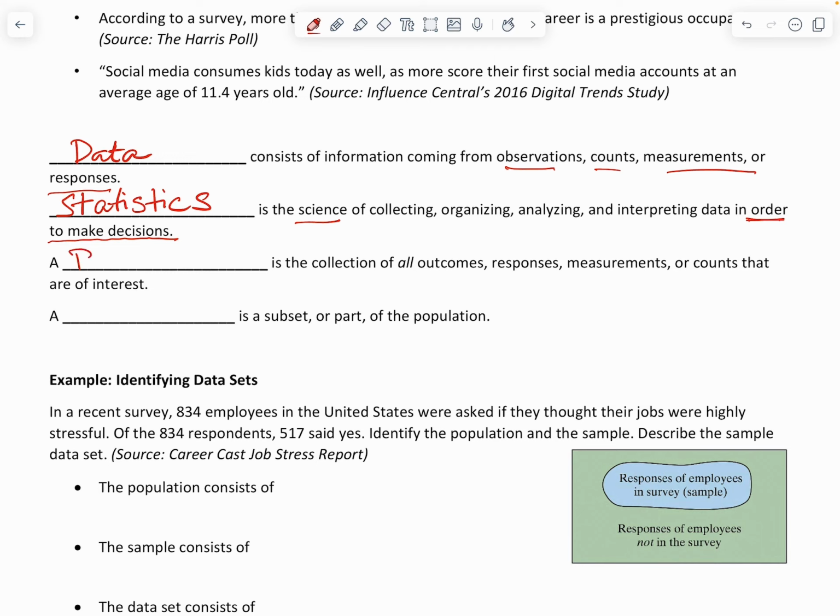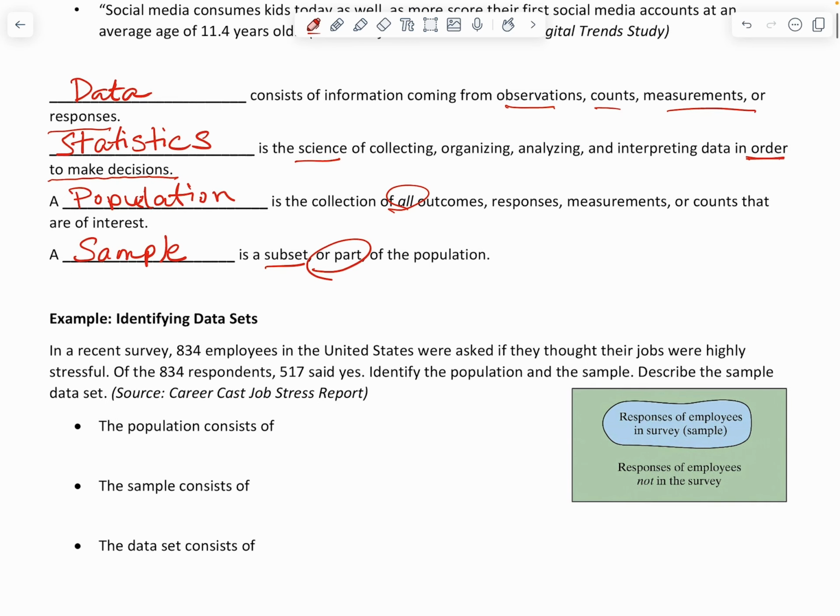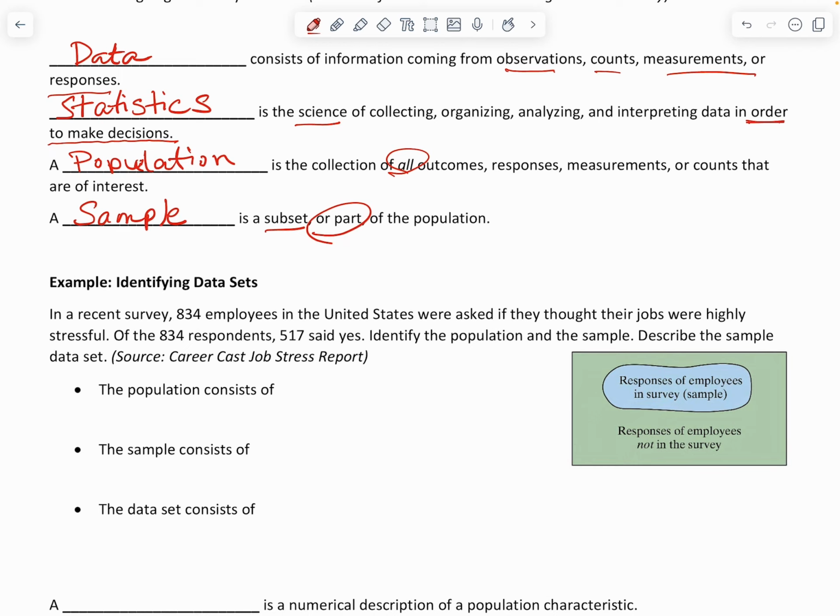A population is the collection of all outcomes, responses, measurements, and counts that are of interest. So if you're able to count all of them, that's considered a population. More often, we use a sample, which is a subset or part of the population. It's very, very hard to survey or collect information on an entire population, and therefore we look at the sample. And again, that helps us decide if the sample we chose is going to be able to be used for interpretations for the entire population.